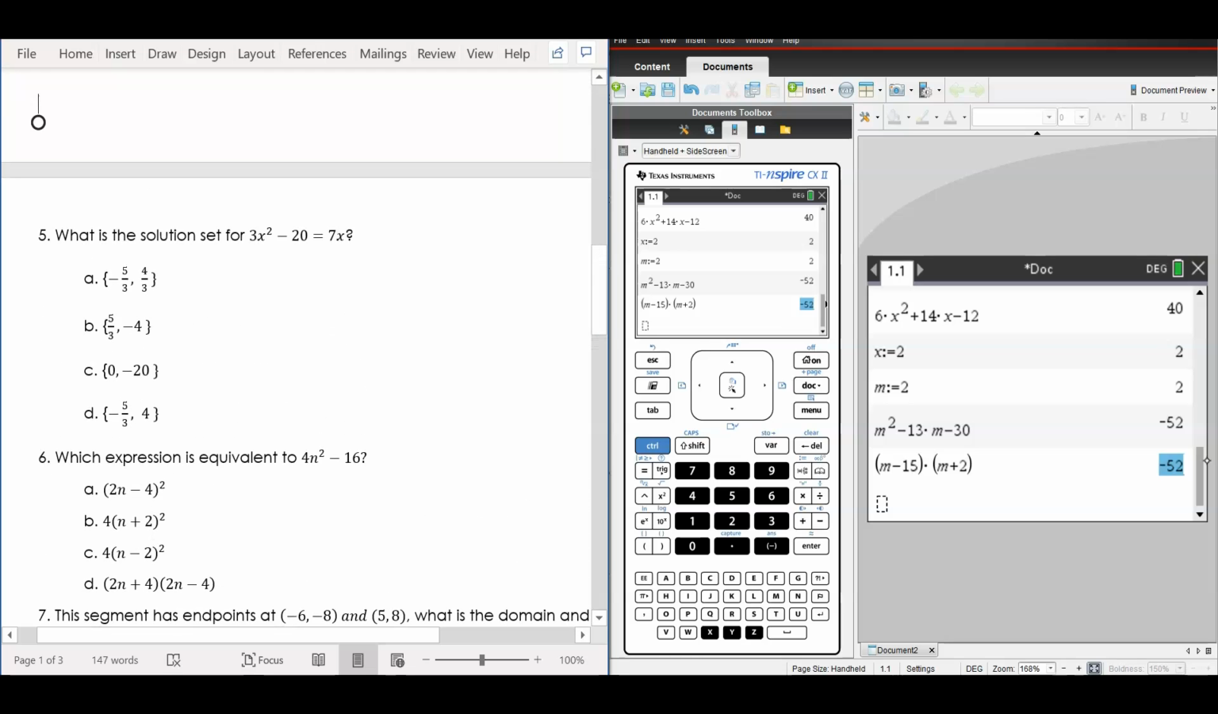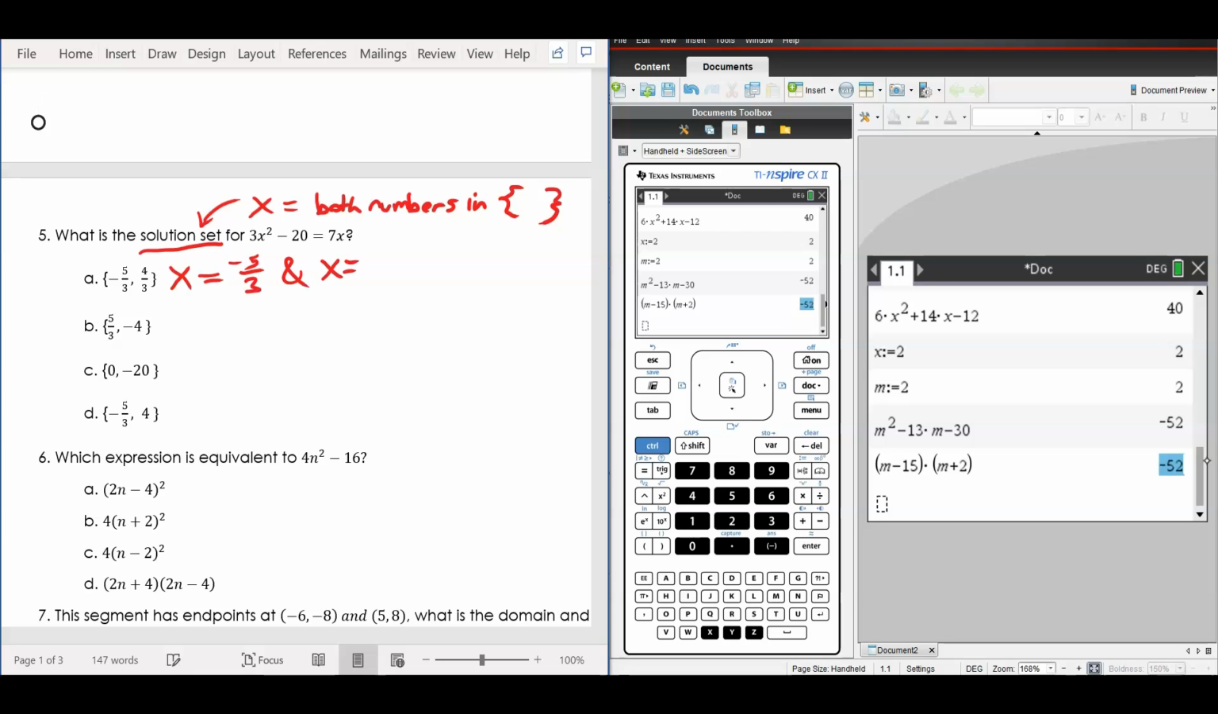All right. Now, whenever you see solution set, remember that means x equals both numbers inside of the brackets. All right. So x equals negative 5/3 and x equals 4/3. So on all these, I'm just going to rewrite these as two answers.